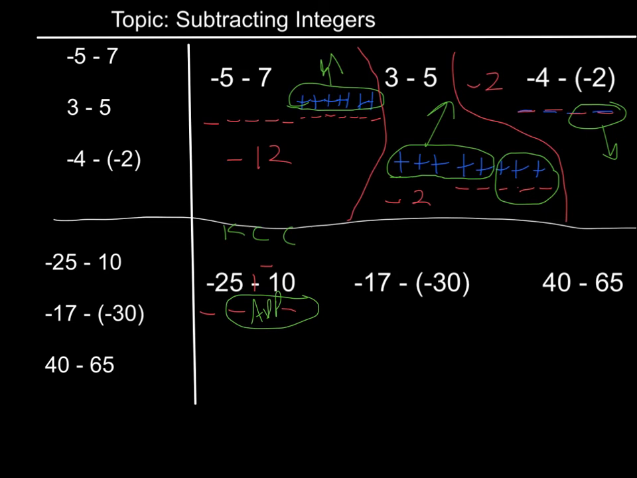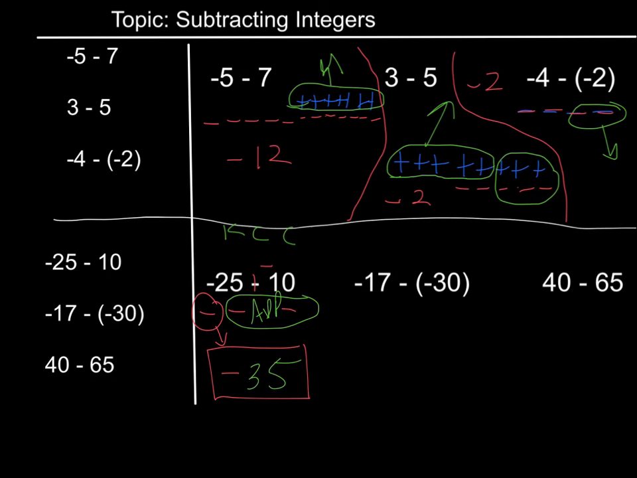So I add 10 plus 25, which gives me 35. And then I know what my sign's going to be because whatever's on the outside is my sign, so it's negative 35, and that's my answer.